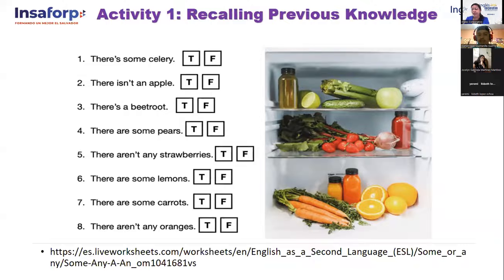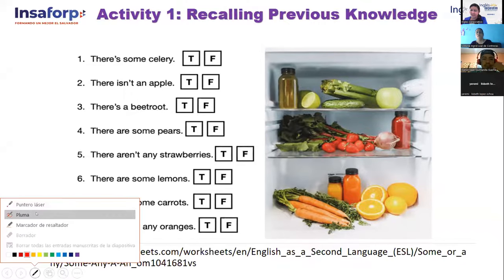So over here you see a picture of a refrigerator with some vegetables, some fruit, some juice. So you have to tell me if it's true or false. Number one, there's some celery. True or false? False. This is celery. Apio, celery. There's some celery. It's true, yes.